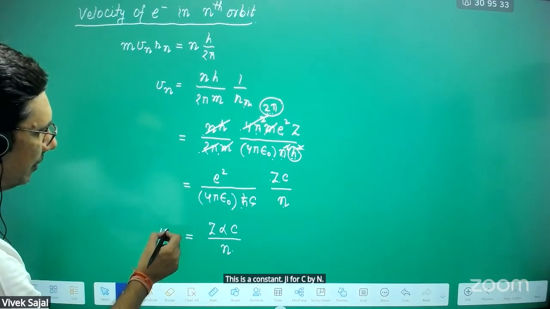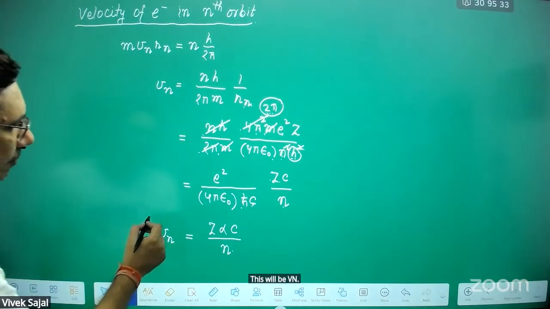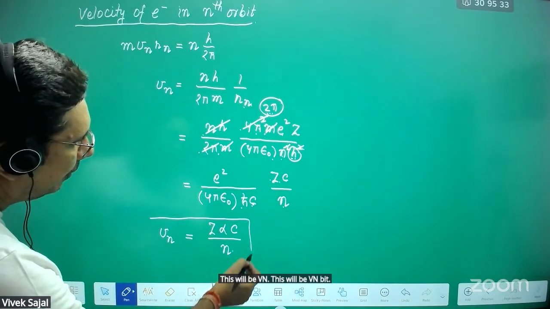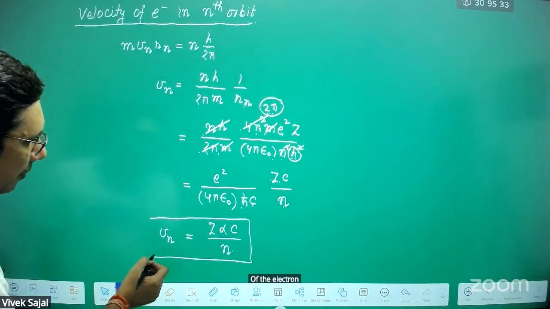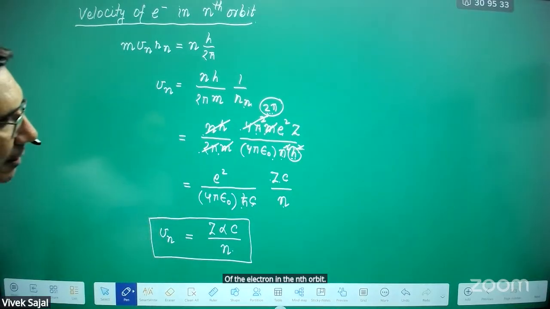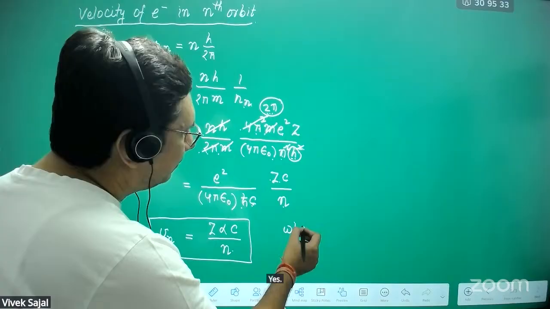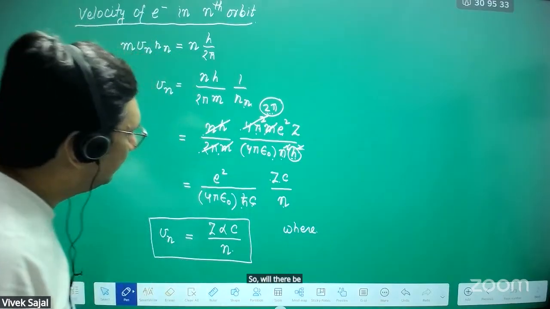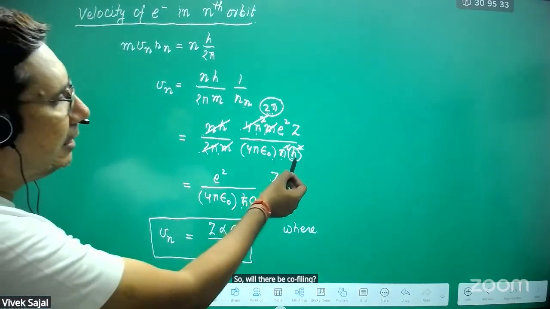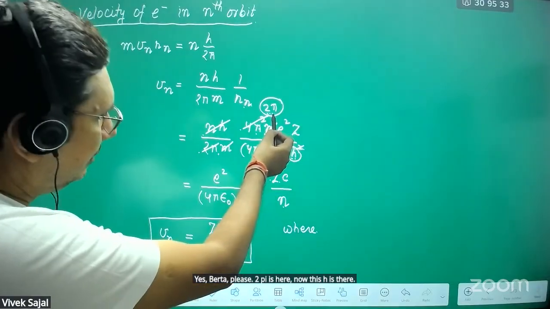This will be Vn, the velocity of the electron in the nth orbit. Will there be a 2 pi? 2 pi is here, na? This h is there, and this 2 pi is here.